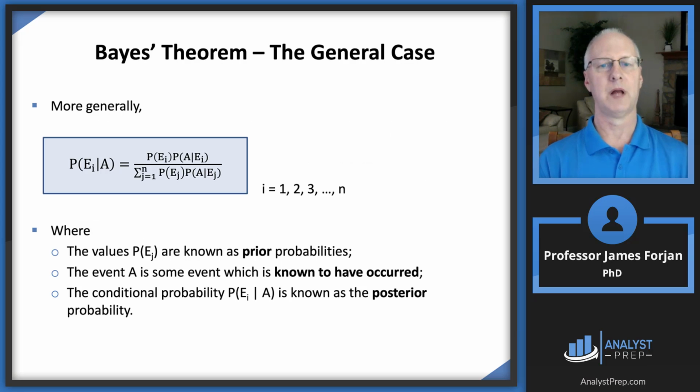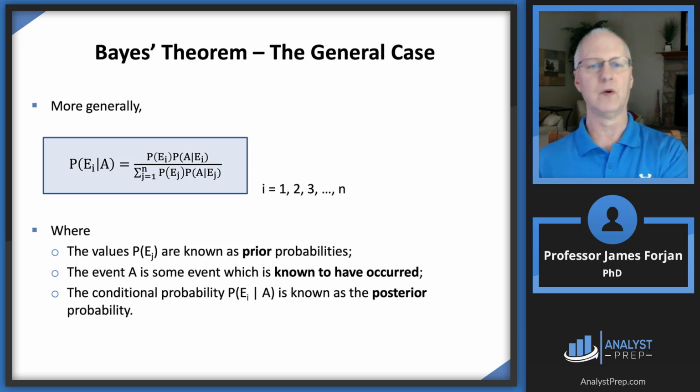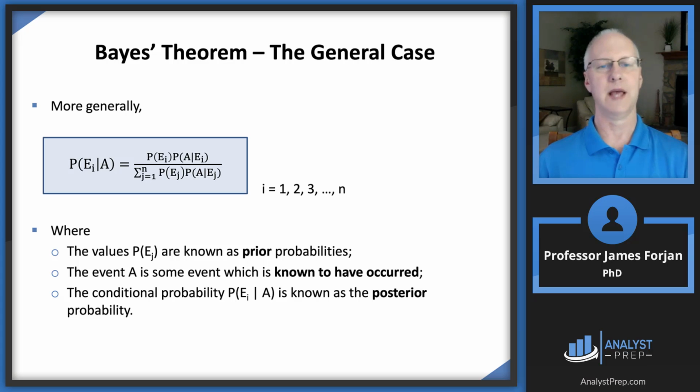Now, this can be applied over different sets of probabilities. So there's the general Bayes theorem, the general case in which we can do this for i equals 1 and 2 and 3 and 4 and all the way out to n.